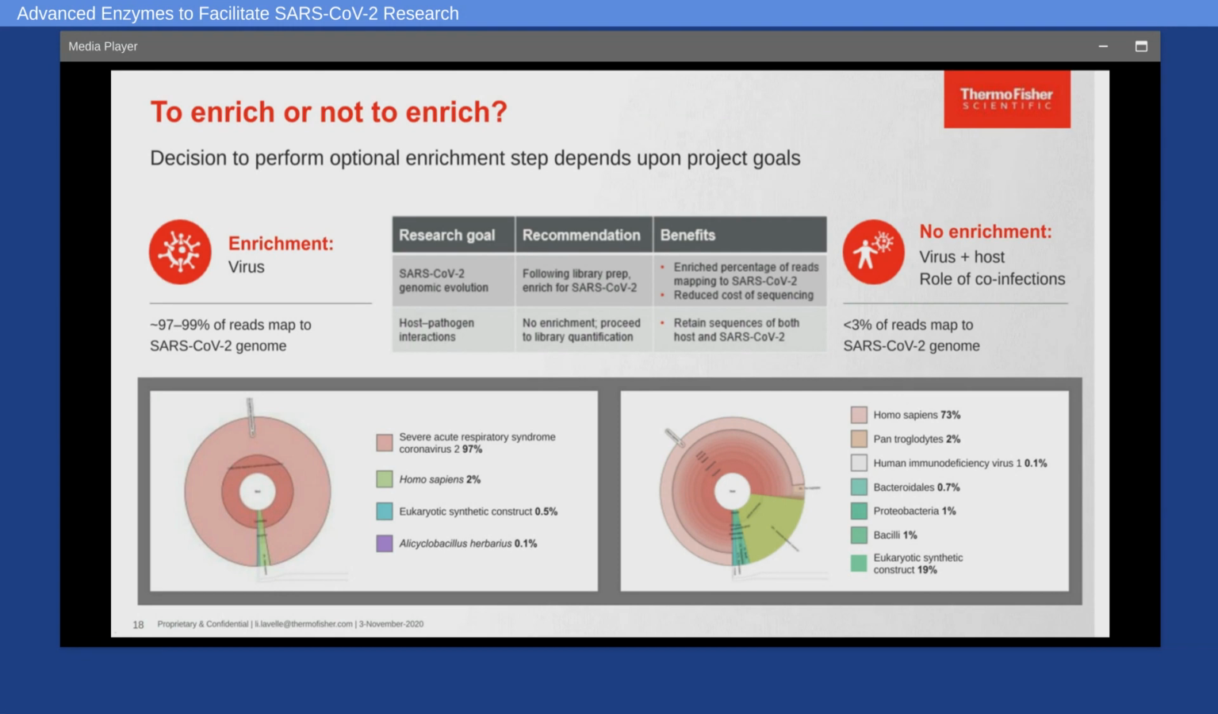However, if the research goal is to analyze host-pathogen interactions, no enrichment is required. You will gain a whole picture with reads covering a variety of different genomes, with the human genome over 70% and less than 3% of reads mapped to the SARS-CoV-2 genome.